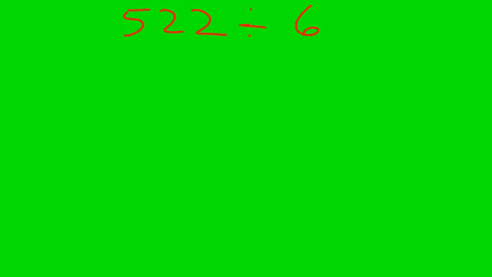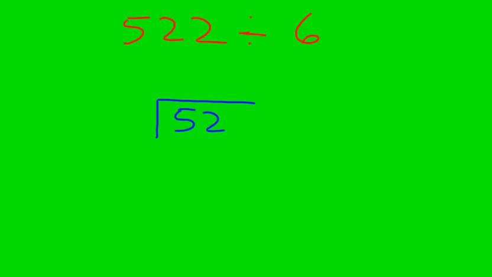522 divided by 6. So when I saw this in the 3rd grade, here's the first thing that I did, and I believe it's the first thing that you did as well. You made a division bar, and you put 522 inside that division bar, and you put 6 on the outside.